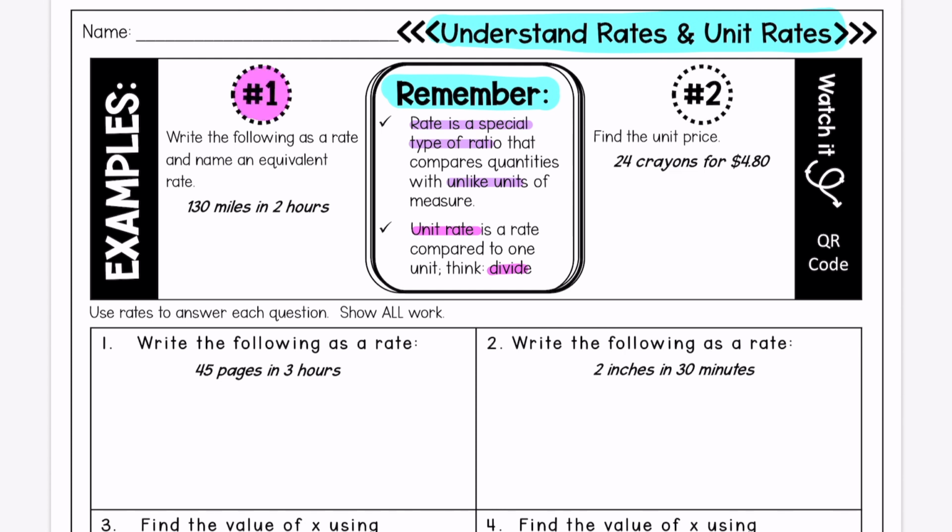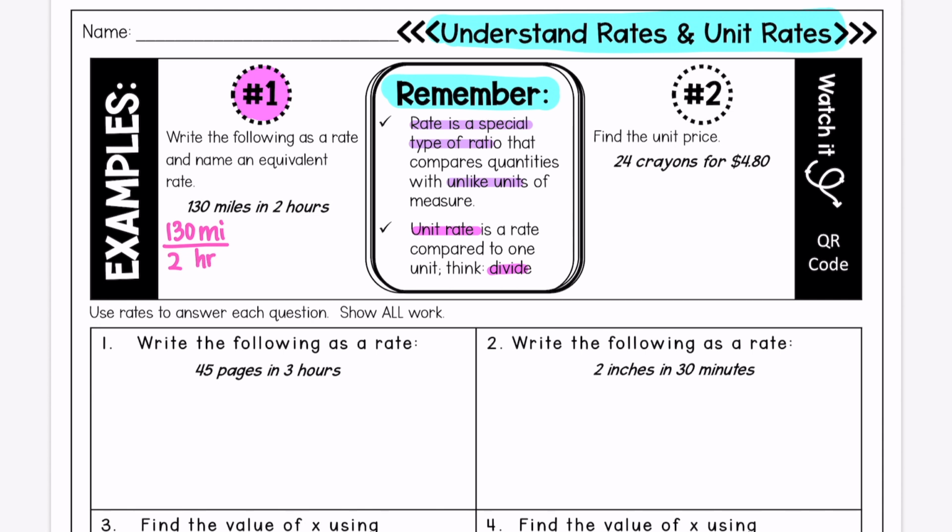Let's jump over to the box on the left, number 1, or the problem on the left. It says to write the following as a rate and name an equivalent rate. So right now I have 130 miles in 2 hours. That is just an English phrase written out, and when you write it as a rate in math, we kind of just write it like a fraction. So we would write 130 miles per 2 hours. And that's a rate.